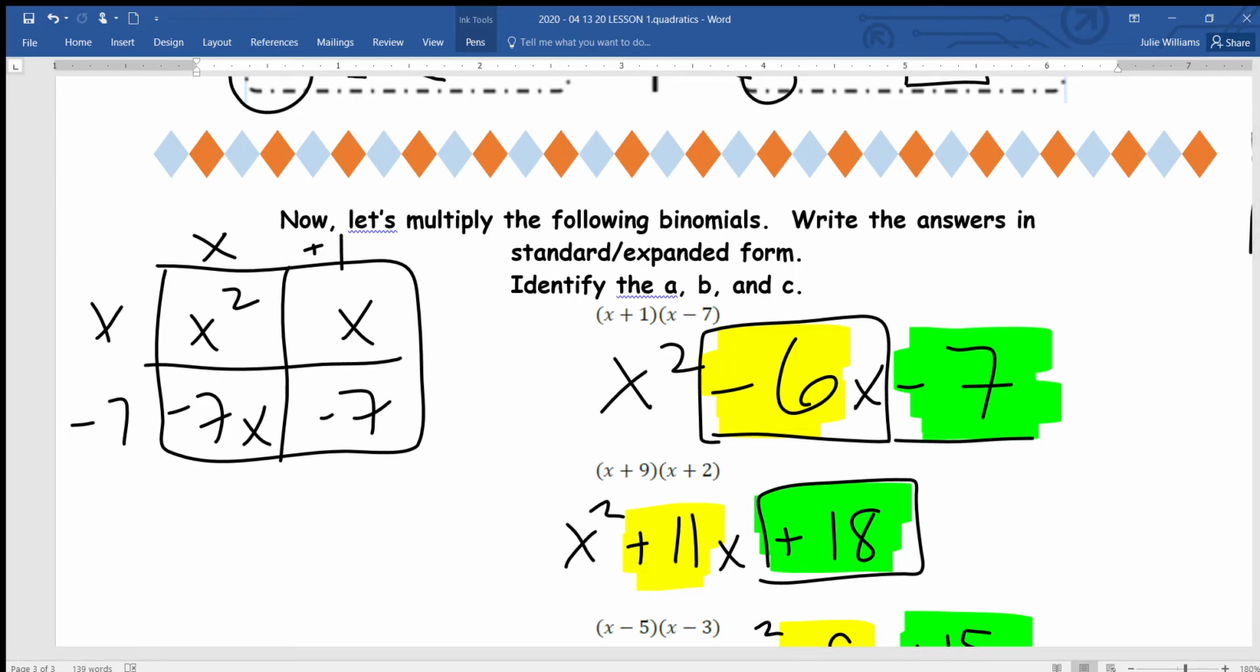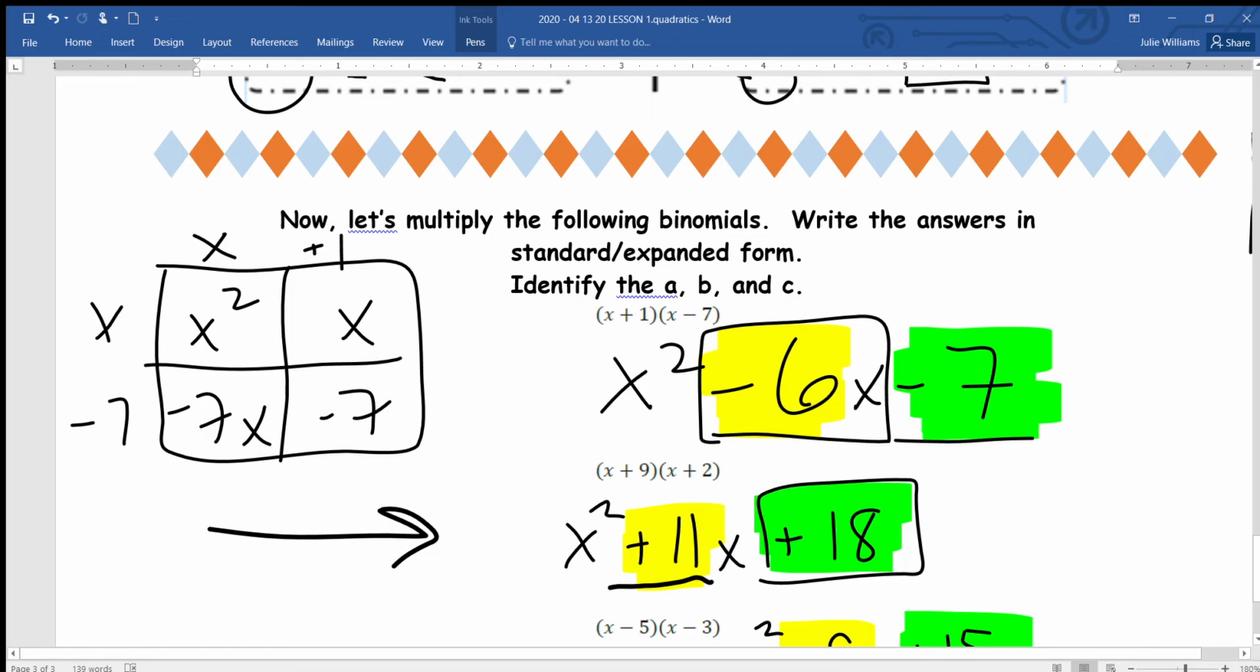All right, let's look at the B term. Maybe the second one is the easiest one to look at. Let's look at this one. The B term of this one is 11. How does 11 relate to anything that's in this? Positive 9 and positive 2 added, do they equal positive 11? They do. They do.